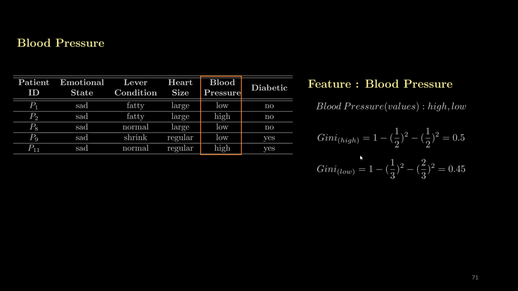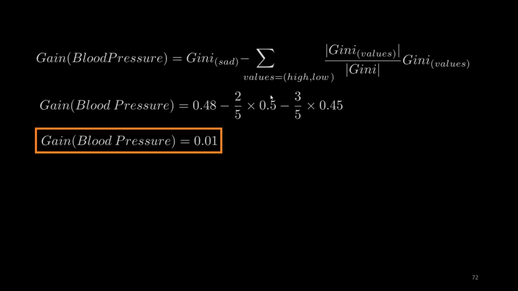Now, after finding the Gini value, it's time to find the weights and find the weighted Gini values. So the weight associated with high is 2/5 because it appears 2 times out of the 5 samples, and low appears 3 times, so its weight is 3/5. These are their respective Gini values. Subtract them from 0.48, we will get 0.01.